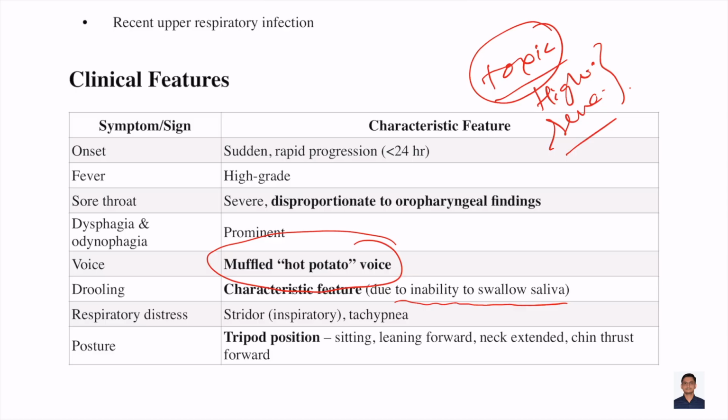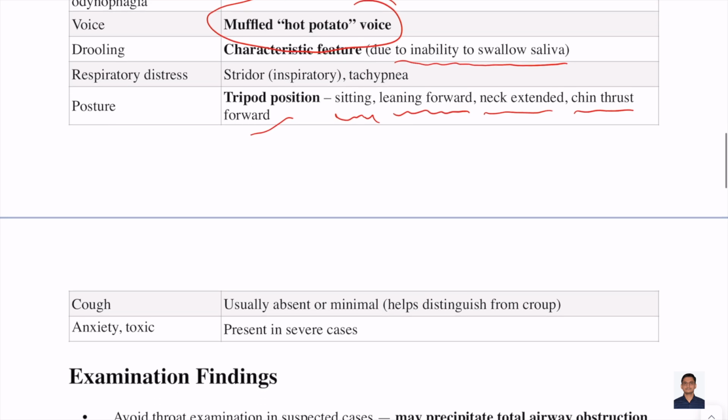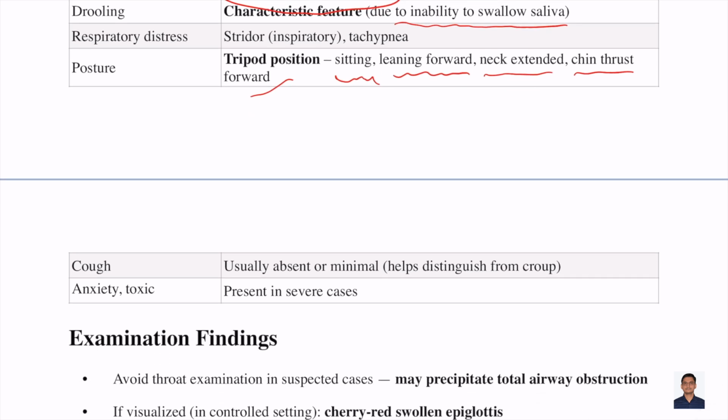Child usually takes the tripod position. Tripod position means he or she sits leaning forward, with the neck extended and chin thrust forward. To reduce the respiratory distress, the child acquires the tripod position. Cough is usually absent in acute epiglottitis, or it may be minimal. Anxiety and toxicity: the patient looks very toxic and very anxious.